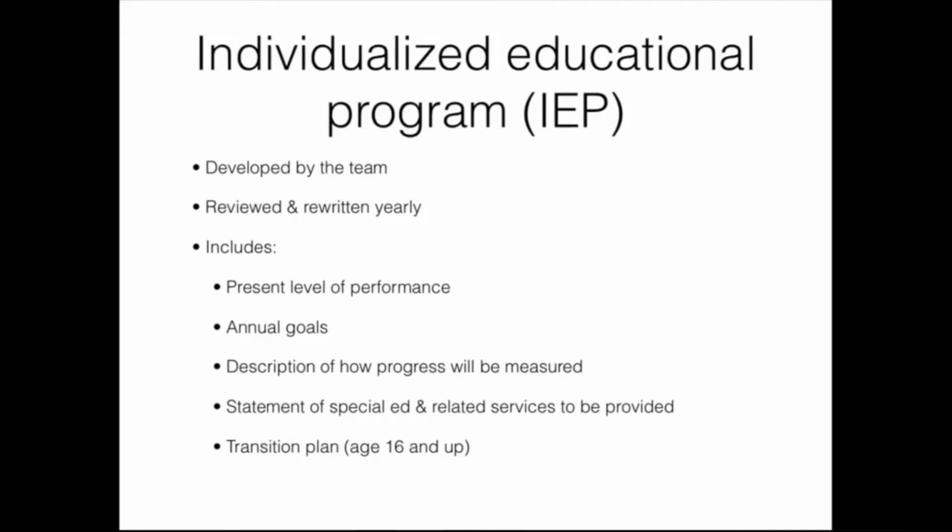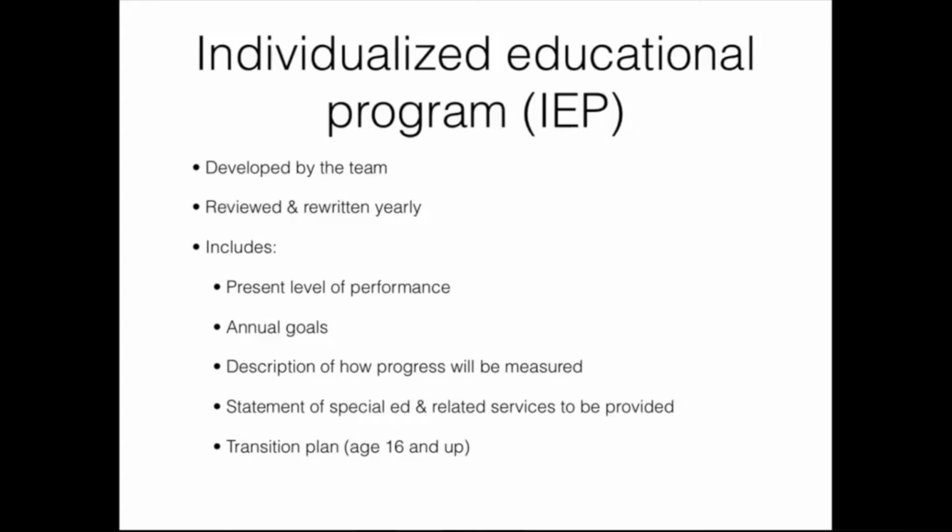So once the evaluation is completed, and we've determined that the child does indeed meet the criteria for one of those 14 categories of disabilities, then the child is to be provided special education services, and these services are documented in the Individualized Education Program, or the IEP.